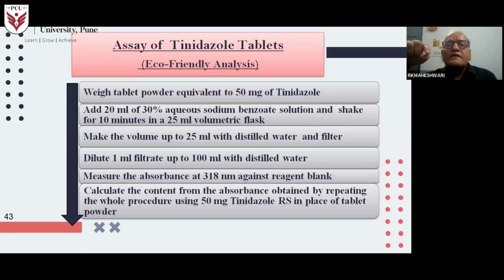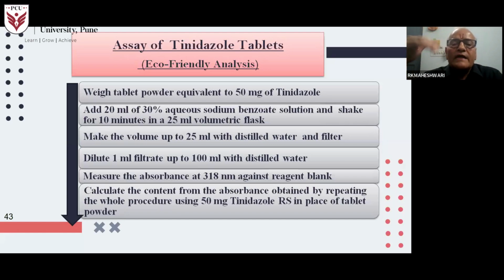Now here in this slide, you will not find E1% 1 cm. I have not given the specific absorbance. So if you want to carry out this work in your lab, I can send the full procedure to you. Teachers as well as students, I am telling all of you.